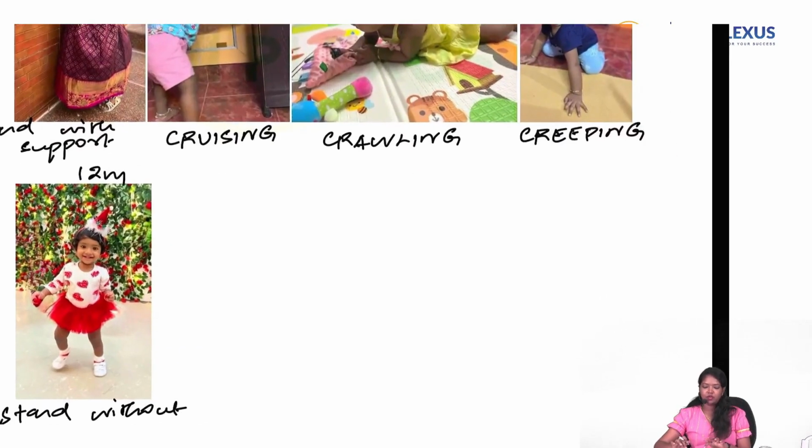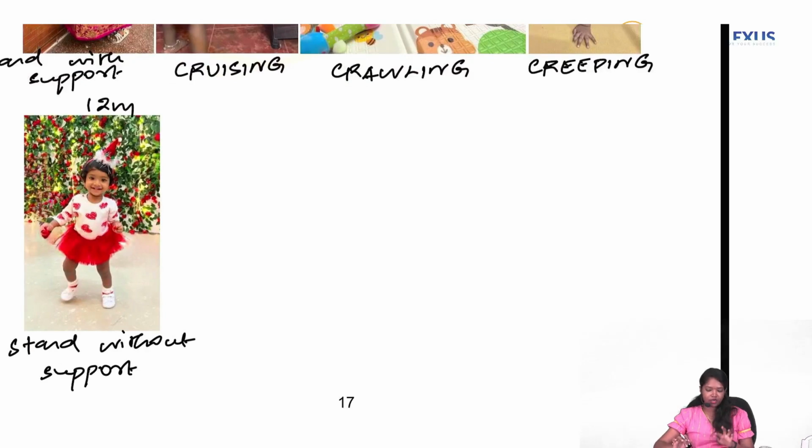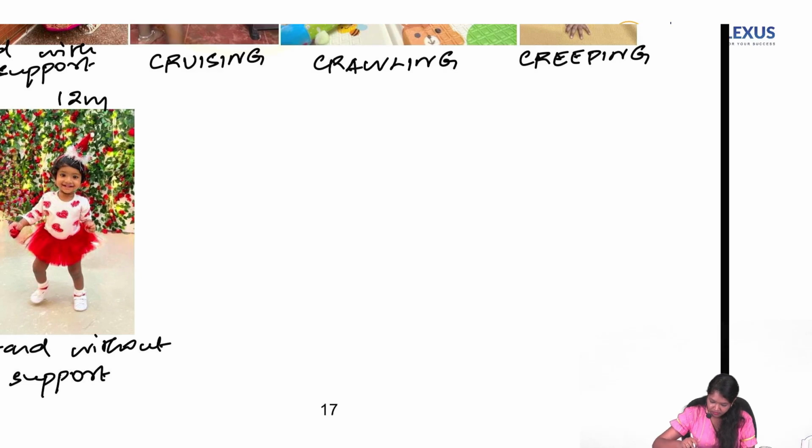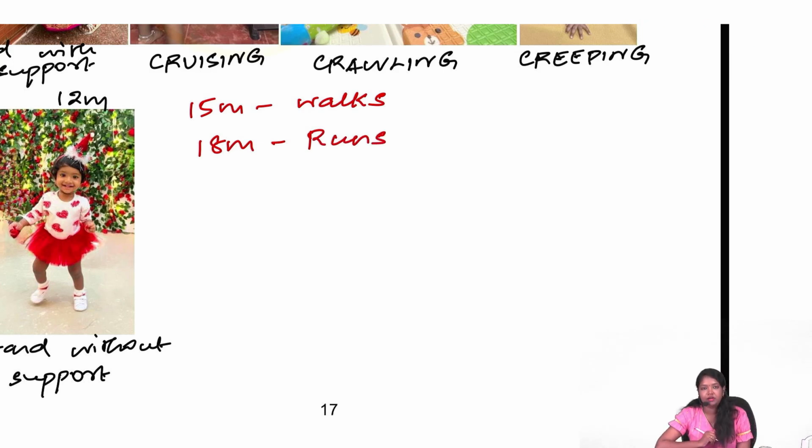Now what happens after 1 year? Now our baby is standing. Once the baby stands, what should the baby do next? Yes, the baby should start walking. Around 15 months, the baby walks independently. After walking, what should the baby do? Running. Around 18 months, the baby runs. After running, what should the baby do? It should start climbing stairs.